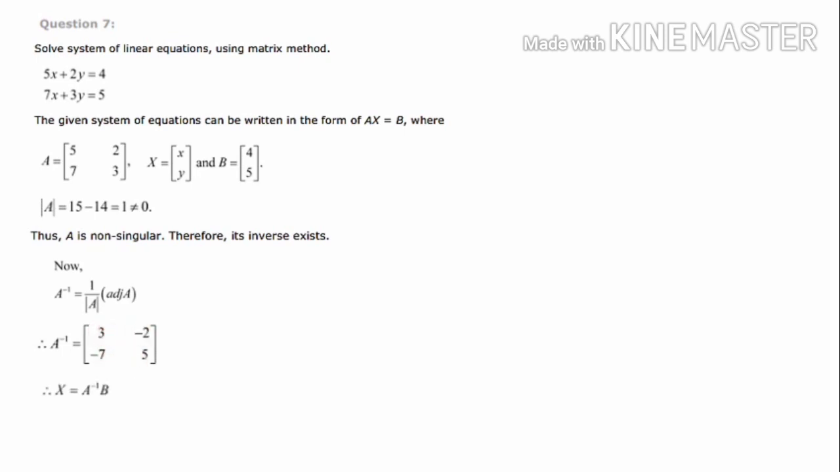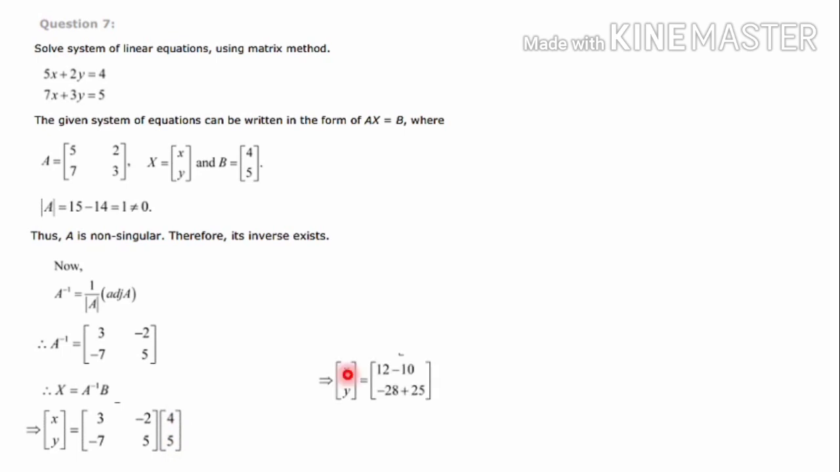Then we have to go for calculating X, that is our variable matrix. X is equal to A inverse into B. We have got A inverse, so the matrix of x and y is equal to A inverse, which is 3, minus 2, minus 7, 5, written here, into B. B is our constant matrix, that is 4, 5, written column-wise here.